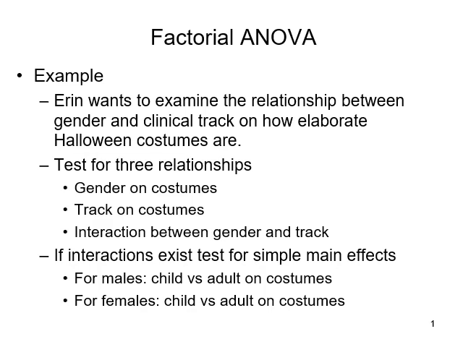hoc tests there. If we find a significant interaction, we have to do what's called a simple main effects test to find where the differences are within that interaction. So for example, for males, is the difference between child versus adult clinical tracks on costumes different, or is there a change in how females vary on, again, the elaborateness of their costumes, child versus adult track?